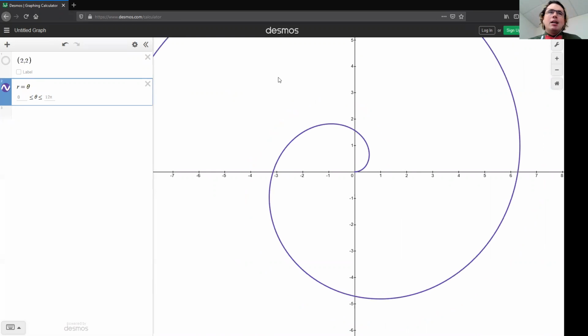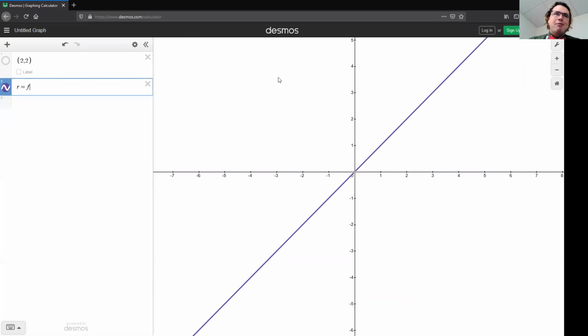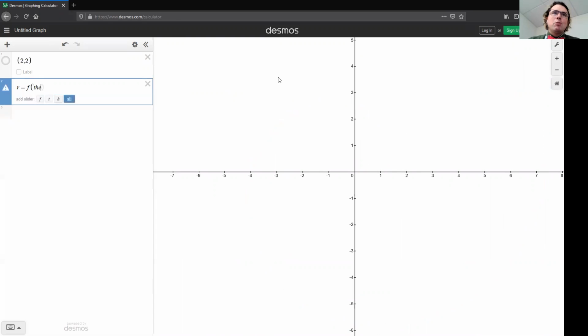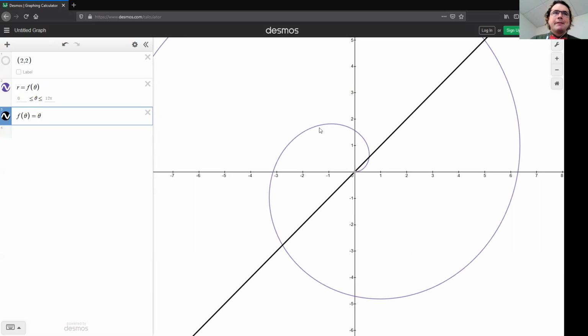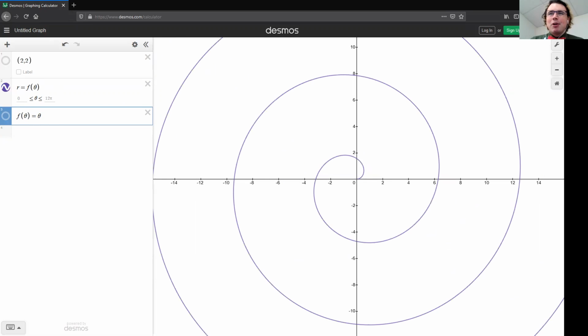Now, in general, I can graph things that look like r equals f of theta. I just need to describe what that function is. So here is a different spiral. R just equals theta. Again, these are very nice coordinate systems for describing spirals.